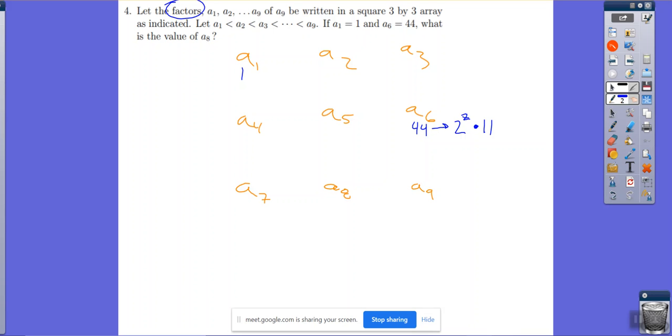All right, so I can't help but notice I only have 9 factors. The only way to have an odd number of factors is if you have a square number. That's the only way to have an odd number of factors. So I know that this number has to be a perfect square. And so I'm looking at 2 to the second times 11. Well, wait a second. To have a perfect square, I need to have factors that are squared, right? So this number is going to have to be 2 squared times 11 squared. Wait, what?